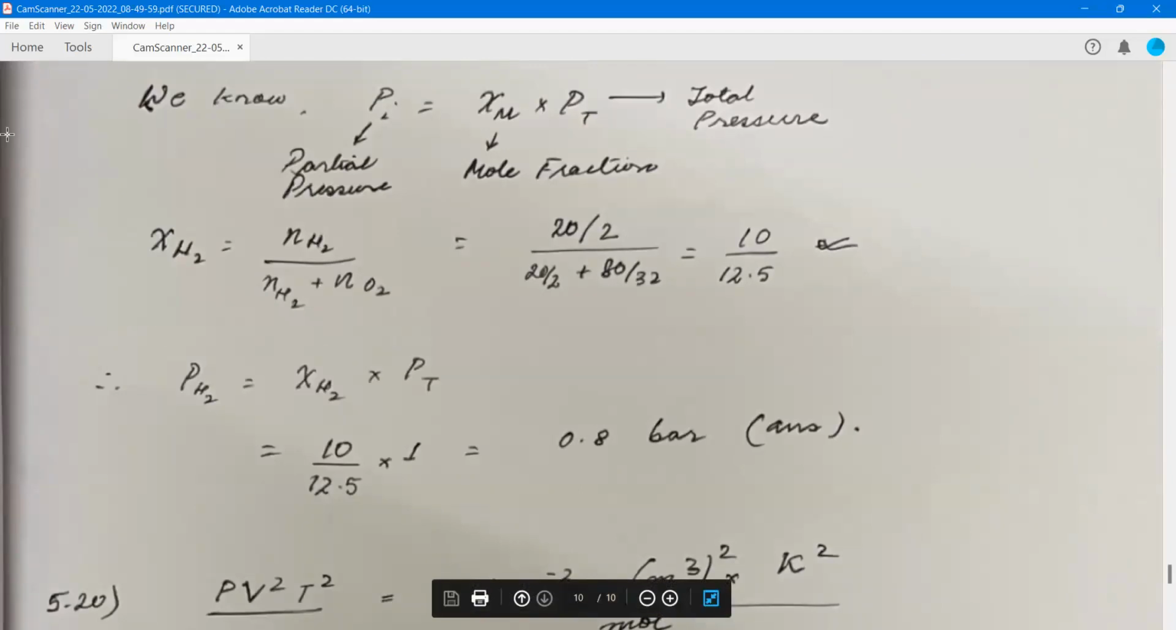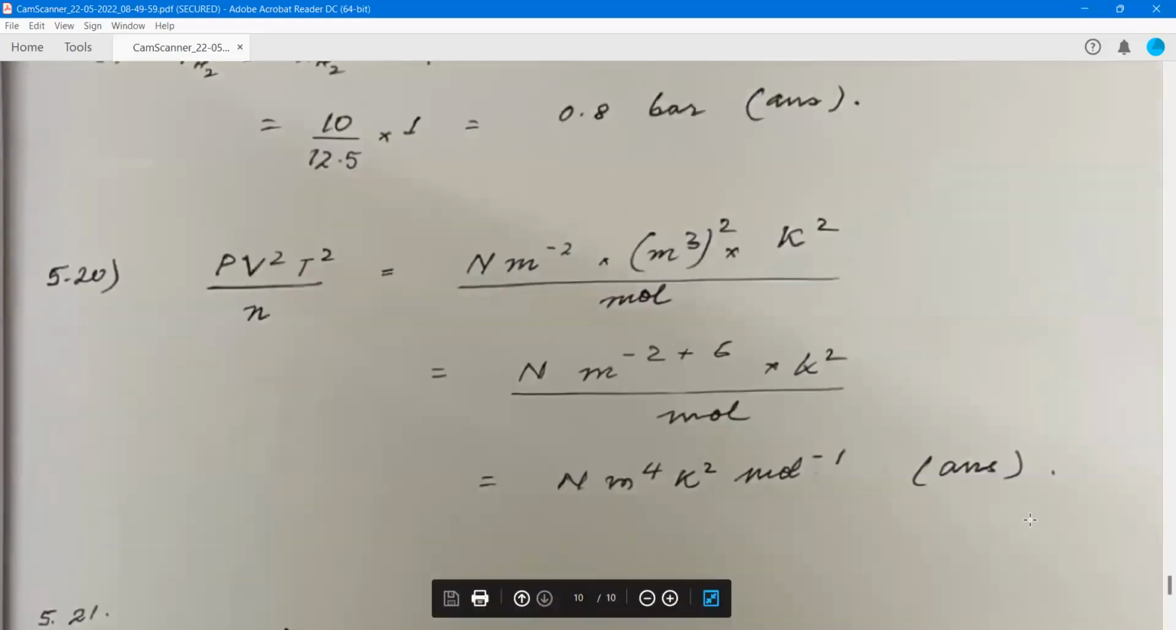So let us move forward to the next question, which is question number 5.20, where you have to find out the SI unit of this value, PV squared T squared upon n.